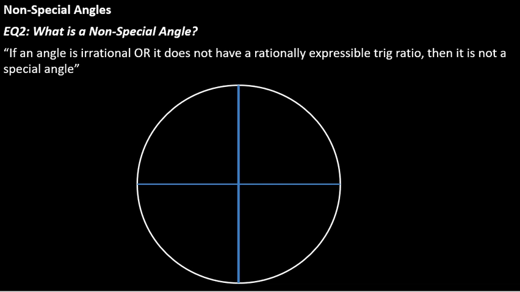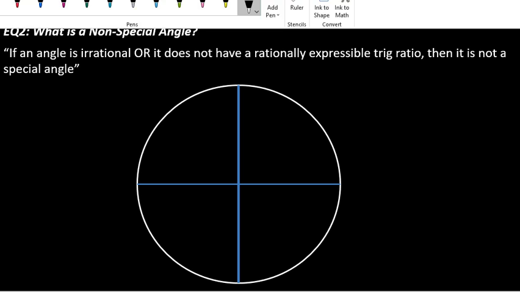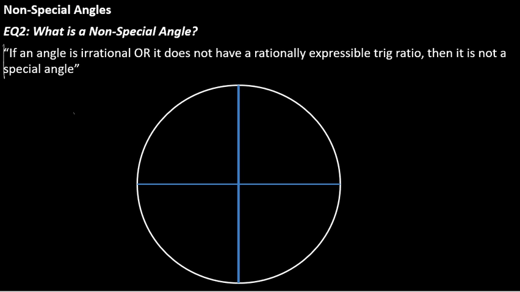So EQ2, what is a non-special angle? We saw the special angles. They have trigonometric ratios that are rationally expressible, and they themselves are also rational. Now let's look at our definition for non-special. Non-special is basically the inverse of special angles. So if the angle itself is irrational, or if it doesn't have a rationally expressible trig ratio, then it's not a special angle.